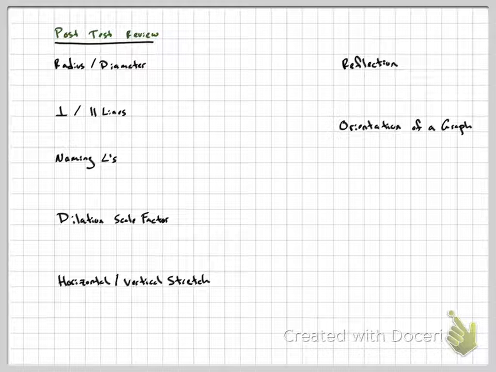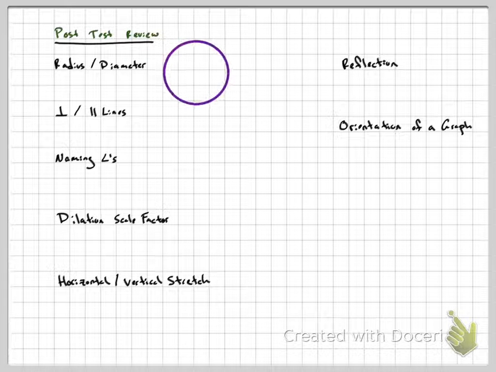So radius and diameter. So remember, if we have a circle, and we have the center of our circle right here, the distance from the center to the edge, that is our radius. The distance from edge to edge that passes through the center is considered the diameter.